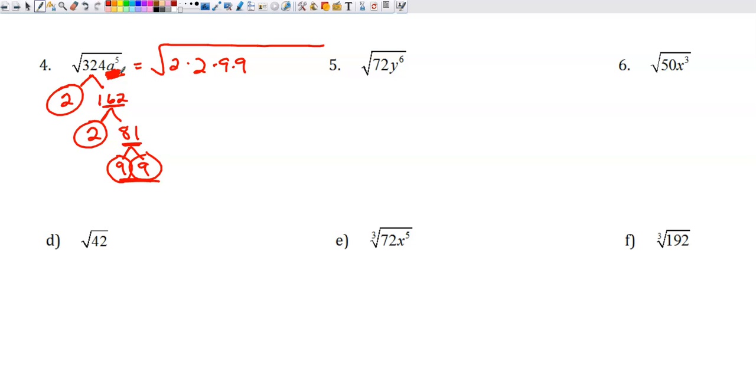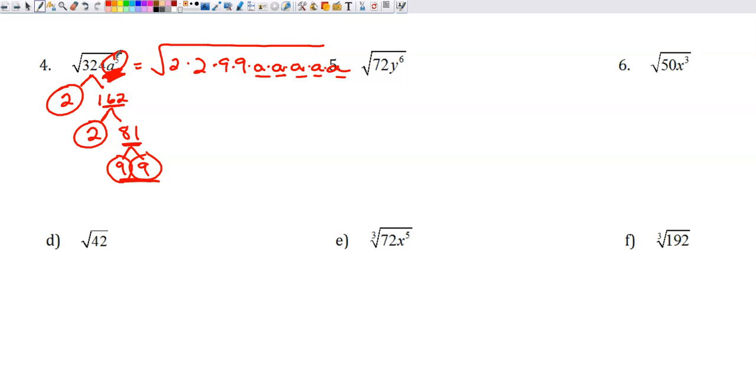Okay, bye. Sorry. I can just take these a's and rewrite them. A times A times A times A times A. Sorry, I ran out of space there. 1, 2, 3, 4, 5. That's all a to the fifth means.